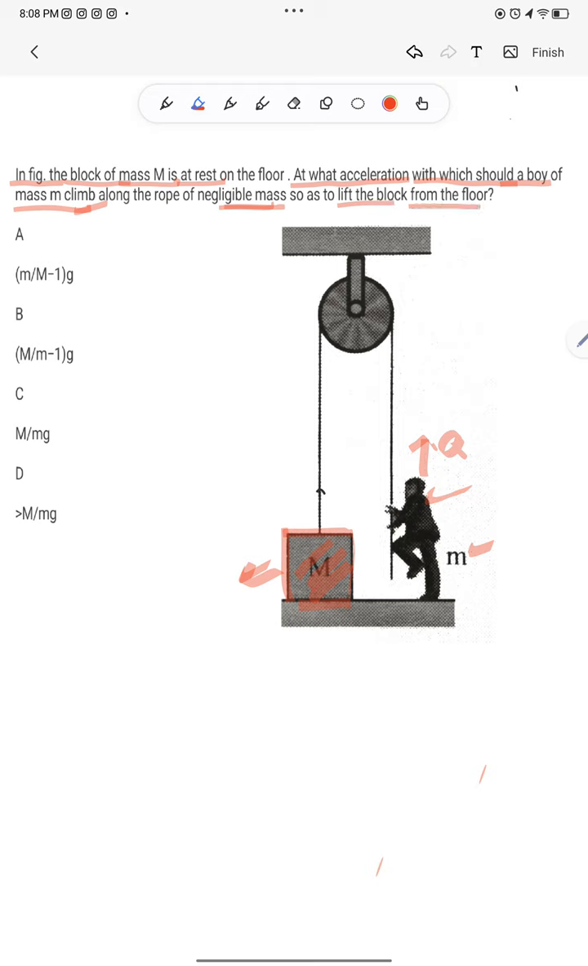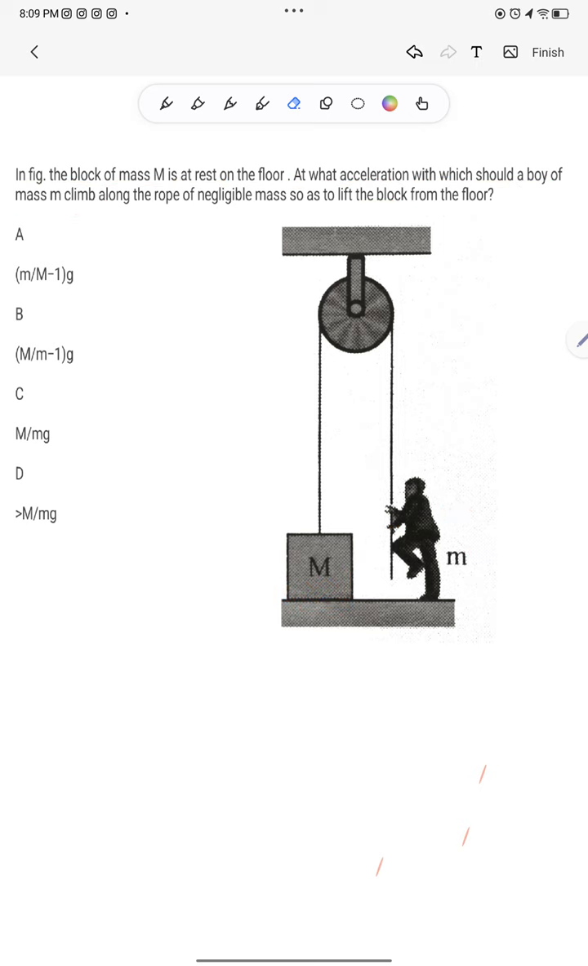The question is basically saying that here is a block of mass capital M, and a boy whose mass is small m is climbing up on this rope, and what should be the acceleration of this boy so that it can just lift this block capital M from the floor. Okay, this is the question basically. So now let's see how we can solve this question easily.